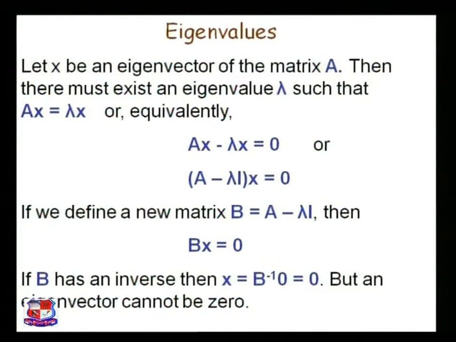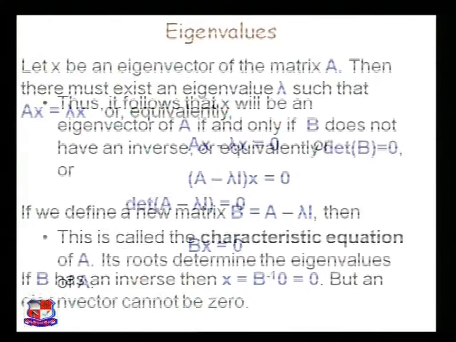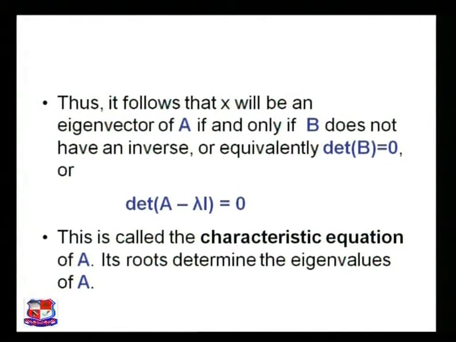That means the determinant of B must be equal to 0 if x is an eigenvector of the given matrix, right? So if we follow this argument, x will be an eigenvector of A if and only if B does not have an inverse, or equivalently, the determinant of B is equal to 0, because only then is the inverse not possible. Since B is equal to A minus lambda I, the determinant of A minus lambda I is equal to 0, which is called the characteristic equation of A, and we can use it to find the eigenvalues for the given matrix A.